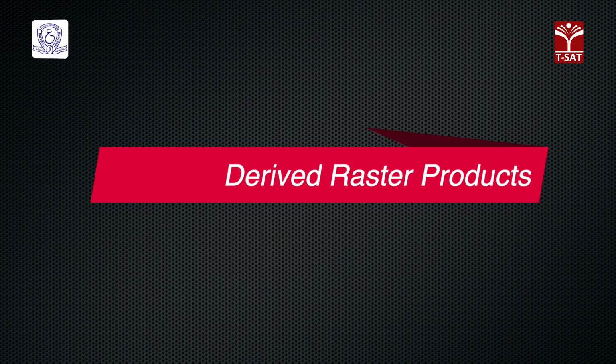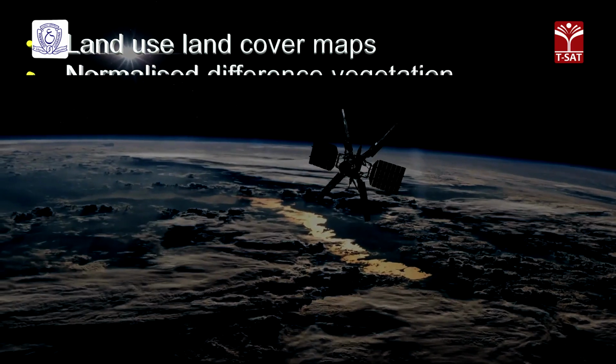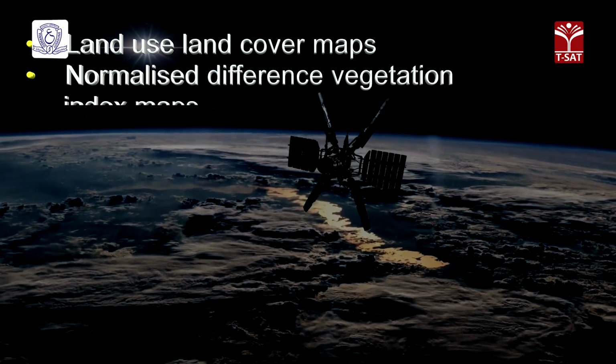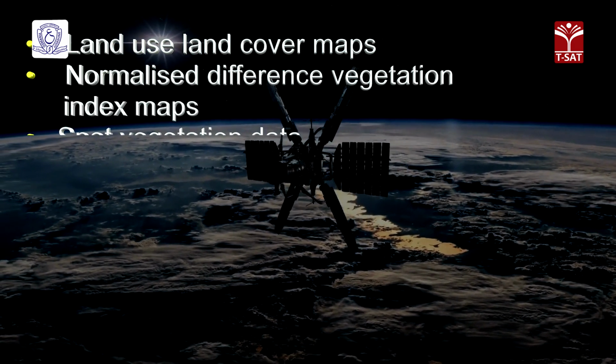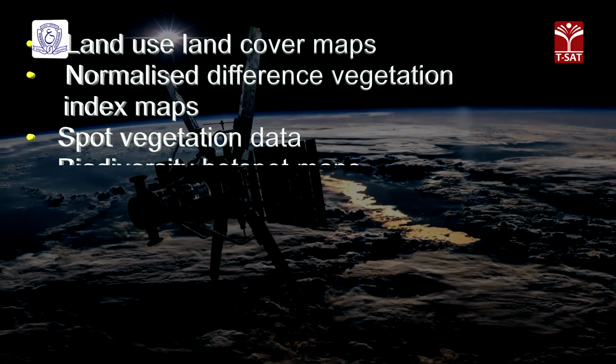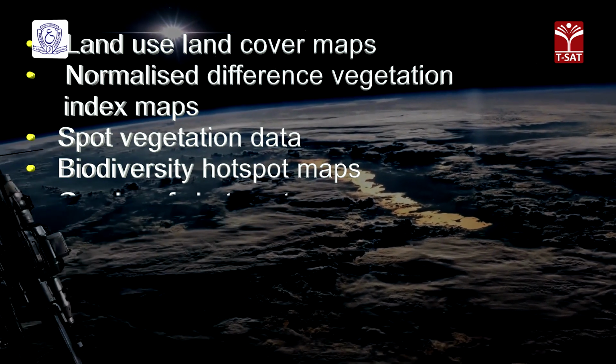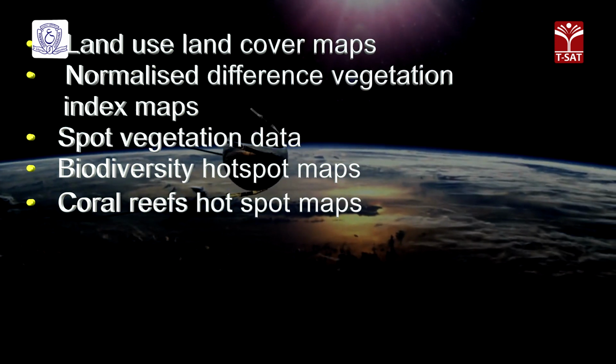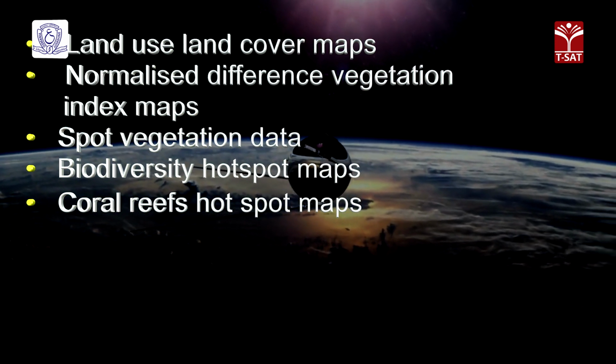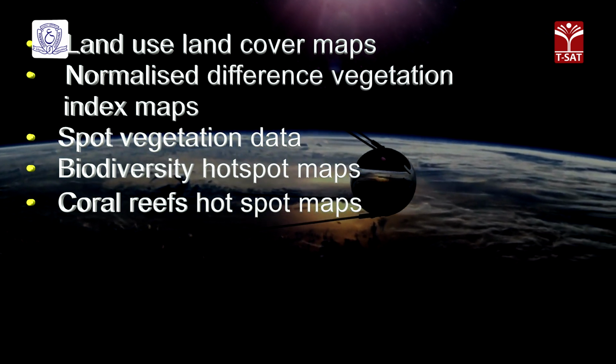Derived raster products. Some of the commonly used derived raster products include land use land cover maps, normalized difference vegetation index map, SPOT vegetation data, biodiversity hotspot maps, coral reefs hotspot maps.